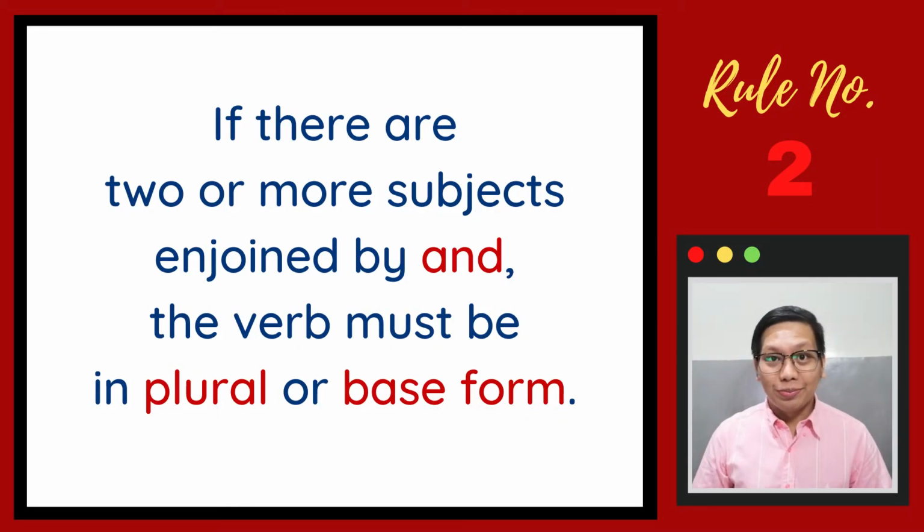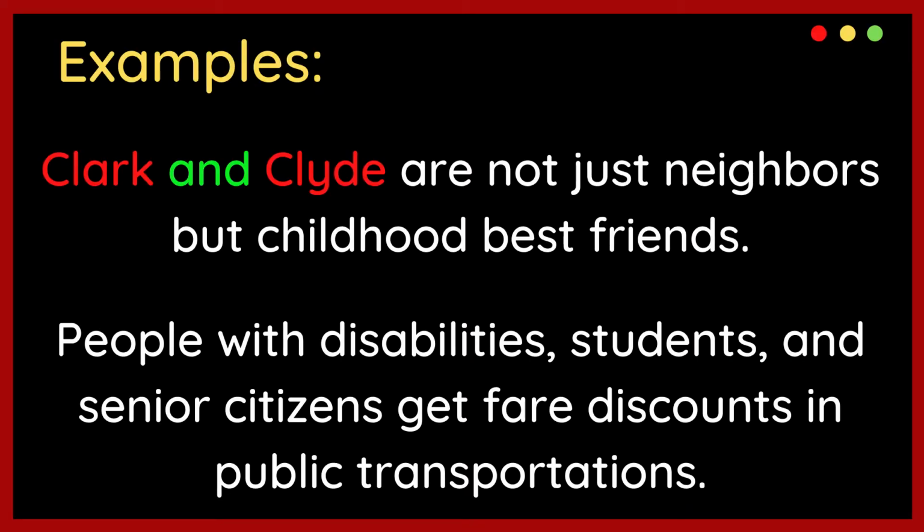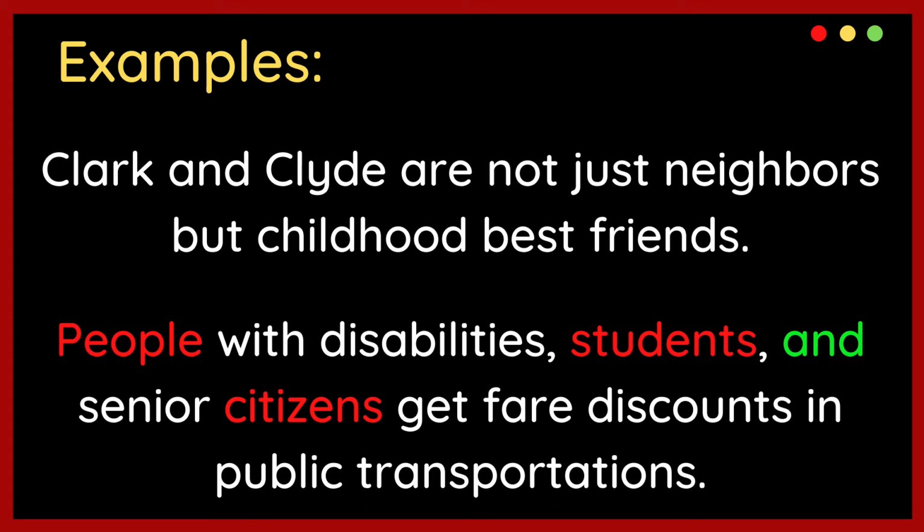Rule number 2. If there are 2 or more subjects joined by the conjunction and, the verb must be in plural or base form, just like in these sentences. Clark and Clyde are not just neighbors, but childhood best friends. People with disabilities, students, and senior citizens get fair discounts in public transportations.